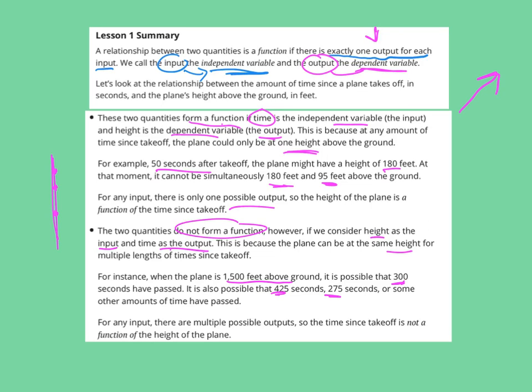Time as the independent variable will allow this to be a function, right? So for any input, multiple outputs means that it wouldn't be a function. Not a function. To be a function, exactly one output for each input. It needs to pass the vertical line test, not fail the vertical line test. Okay.